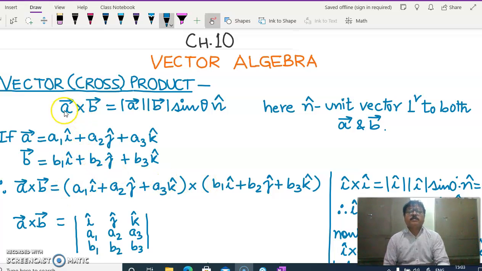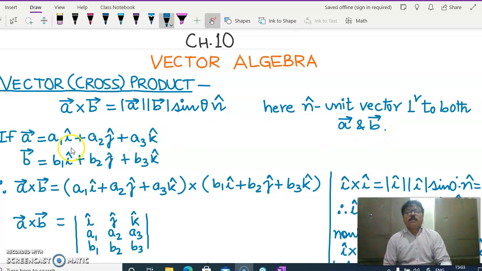So it is basically represented as A cross B, and the value of A cross B is magnitude of A into magnitude of B into sine theta, where theta is the angle between A and B vector, and n cap. What is n cap? n cap is the unit vector which is perpendicular to both A and B.